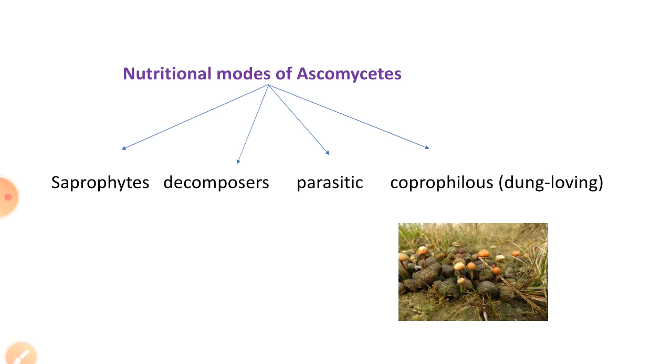According to the nutritional modes of Ascomycetes, they can be divided into saprophytes, depending upon other organisms, decomposers. They break down complex organic matter into simpler forms. Parasites depend upon other organisms. Coprophilous means dung-loving. These fungi live in animal dung. Something strange, isn't it? The secret here is that animal dung provides an environment of nitrogenous material and there is minimum competition from other organisms. I think they are brilliant, isn't it?